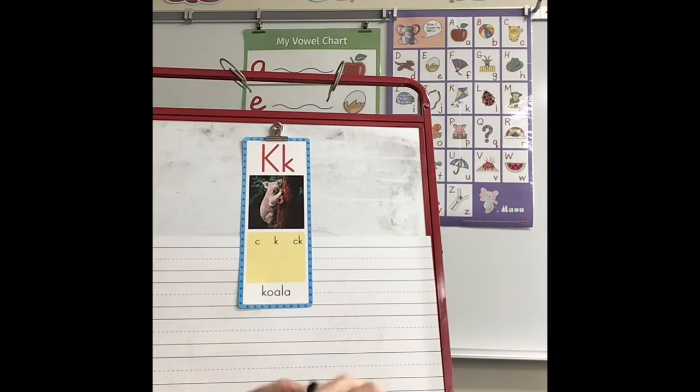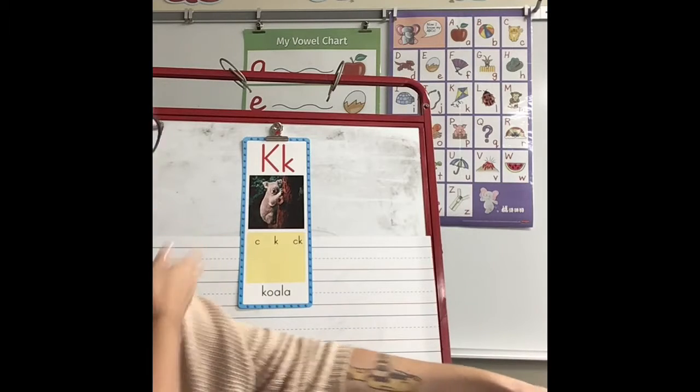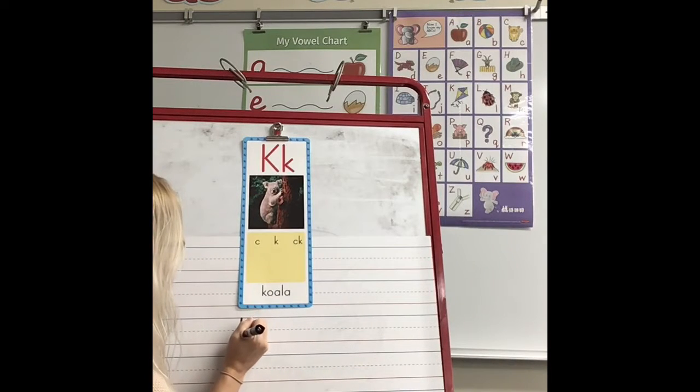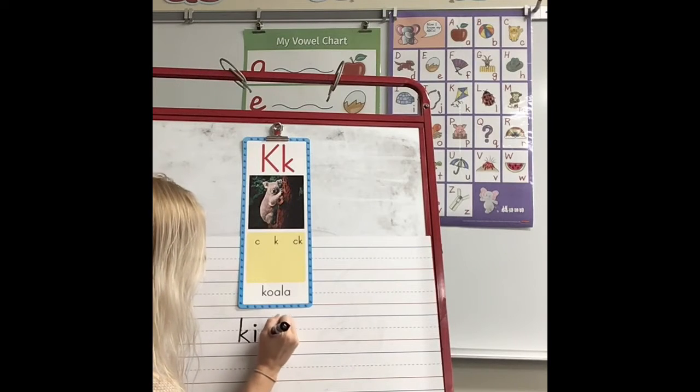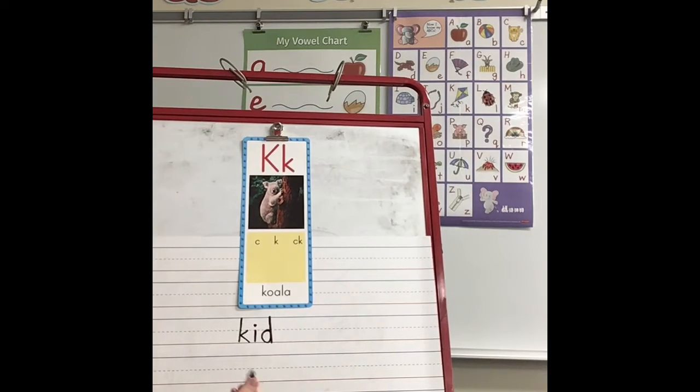Let's try reading a word that starts with the K sound that K makes. K-I-D. Let's read the sounds and then read the word. K-I-D. Kid. This is the word kid.